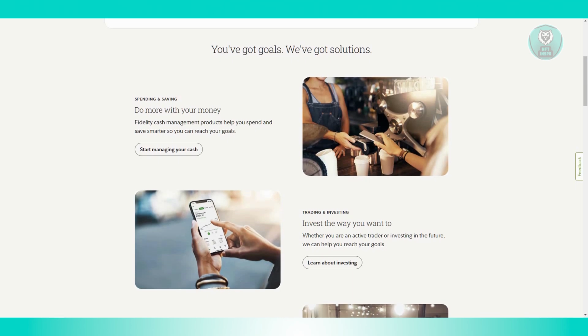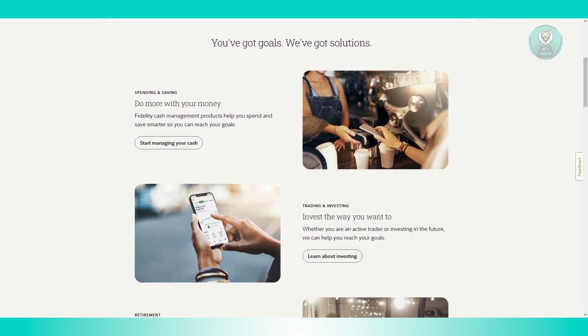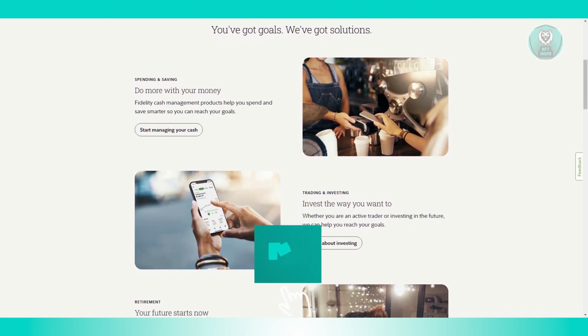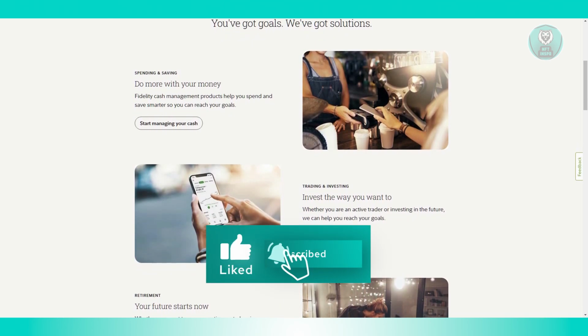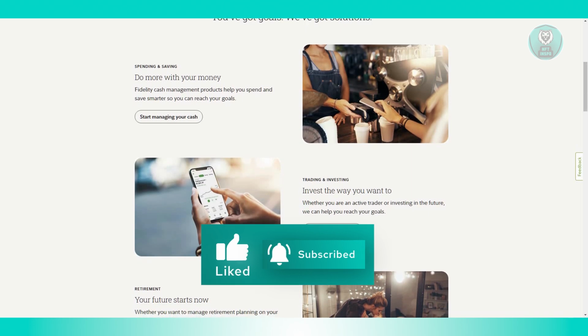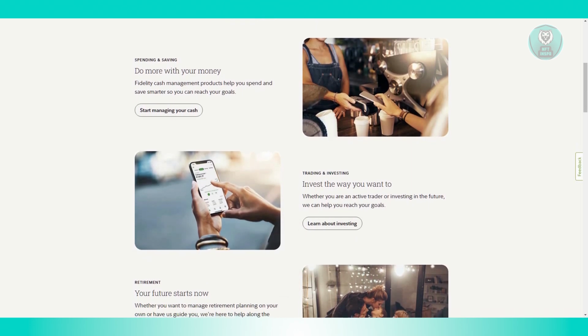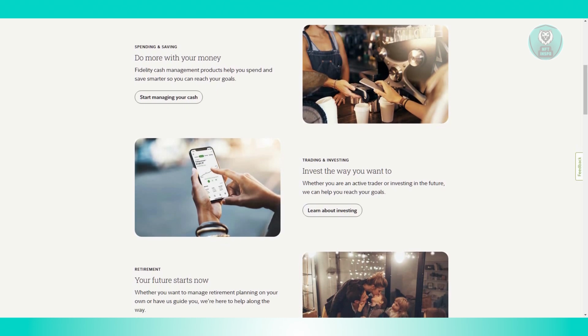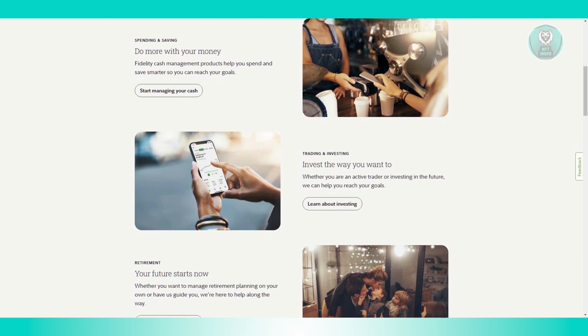Now, you may be wondering about their fees. For transactions, if you use your Fidelity debit card abroad, there's a 1% fee on transactions. For international wire transfers, if you need to send money internationally and it involves converting currencies, there's a fee of up to 3%.